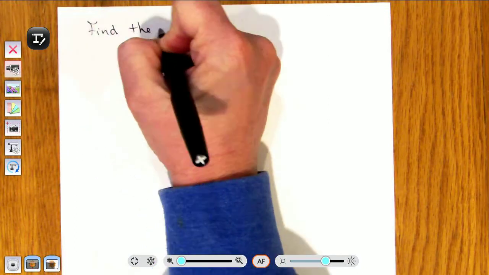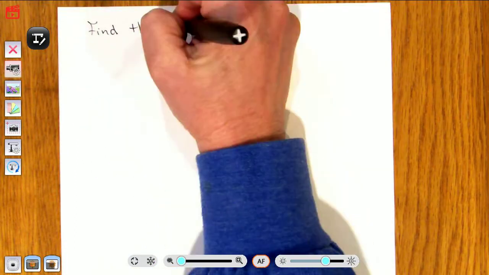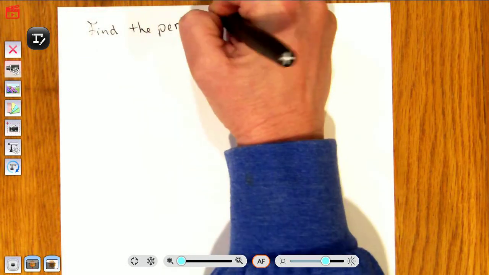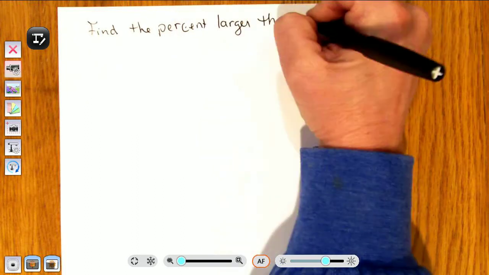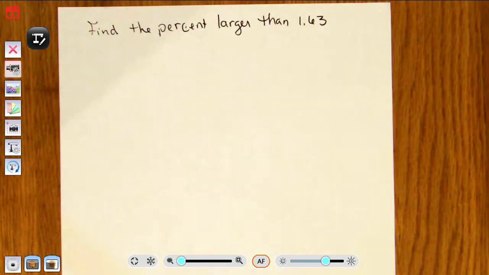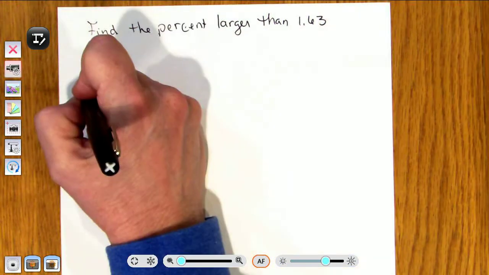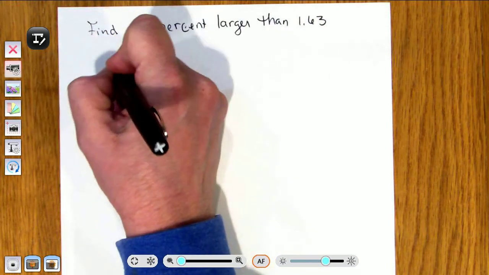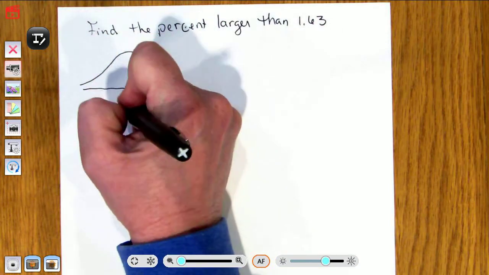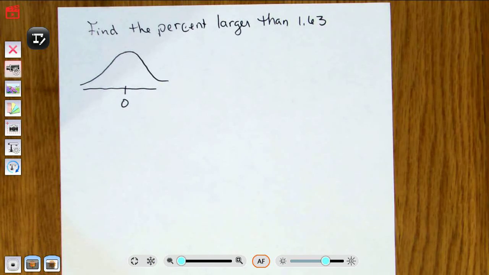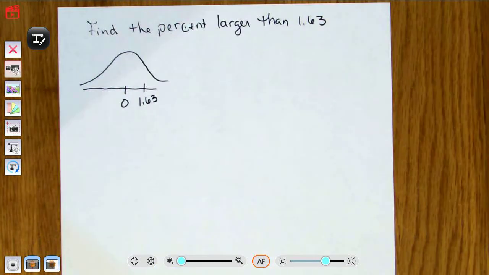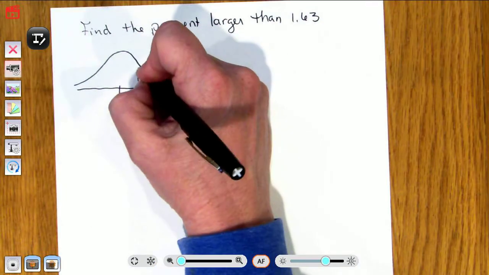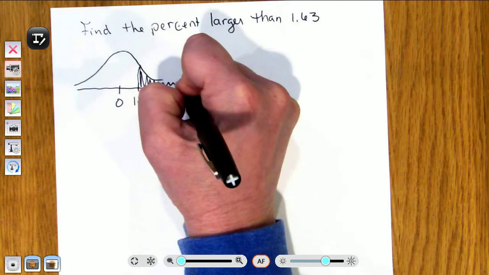So here we go. So we're going to find the percent that is larger than 1.63. So I'm going to draw my little picture again. There's my 0. 0 is the center. It's the mean of the standard normal. 1.63 is here. We want to go larger, so that means bigger. That means this direction.